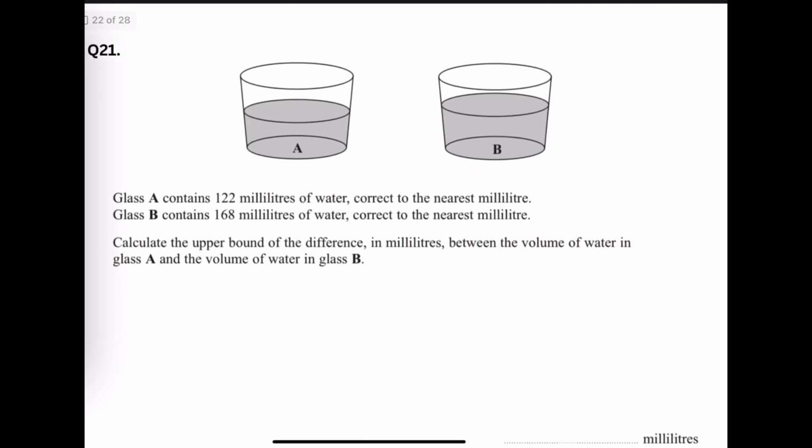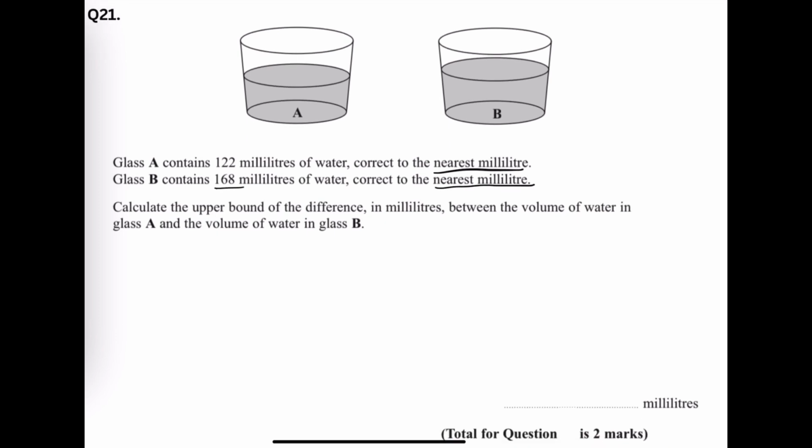Okay, so question 21. Glass A contains 122 millimeters of water, correct to the nearest millimeter. And B is 168 millimeters, correct to the nearest millimeter. So calculate the upper bound of the difference in millimeters between the volume of water in A and the volume of water in B. So difference just means that we subtract. So they want the upper bound, meaning they want the largest number possible.